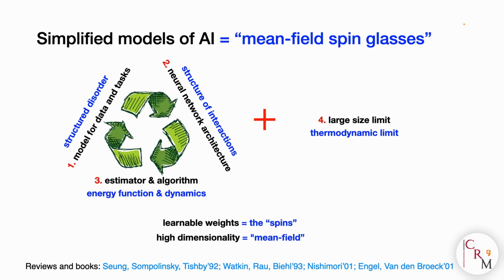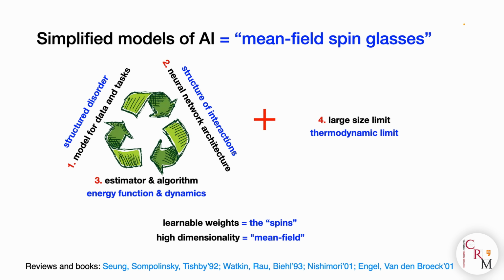And if I should give the physics vocabulary to my 4 ingredients, we can think of these simplified models as mean field spin glasses, where the mean field, here I really mean it in the sense of the dimensionality of the state space being very high. Yesterday we heard about mean field with a bit different meaning, so this term is a bit overloaded. Here it's quite different, what I mean by mean field.